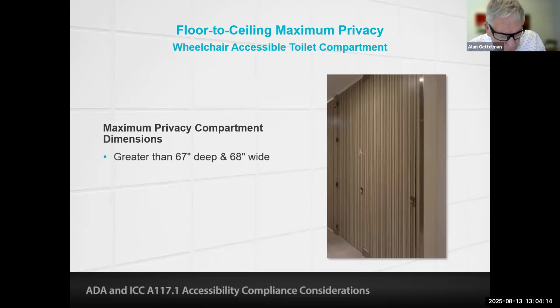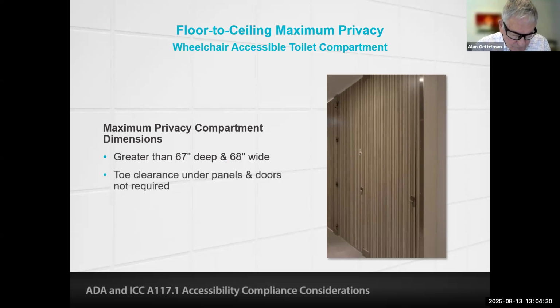Designers can achieve maximum privacy in wheelchair accessible compartments with panels and doors extending down to the floor by making the compartments greater than 67 inches deep and greater than 68 inches in width. The toe clearance under the side panel, front panels, and doors is not required in compartments with these dimensions, regardless of the applicable accessibility standard. These are basically safe harbor dimensions that will meet the minimum requirements in the ADA and the A117 standards for both existing and new buildings.